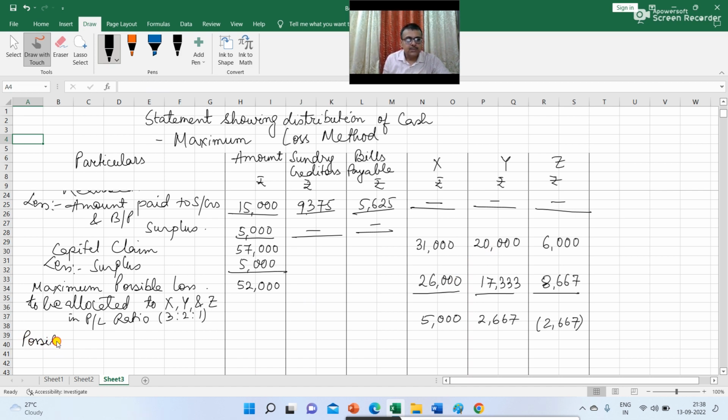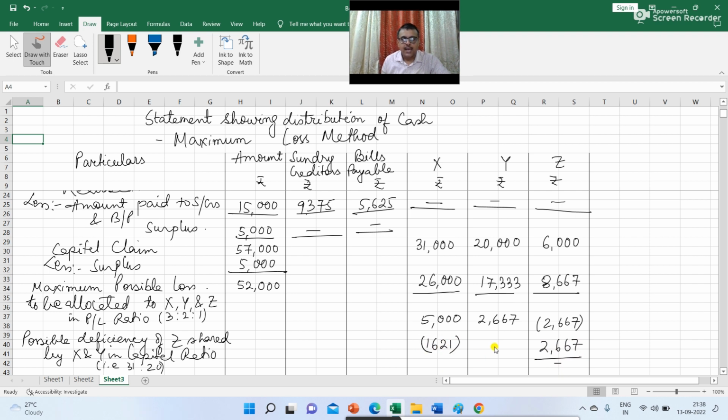So here I have to write the possible deficiency of Z shared by X and Y in capital ratio, that is 31:20. So this 2,667, which is the deficiency of Z, will be borne by X 1,621 and Y 1,046.